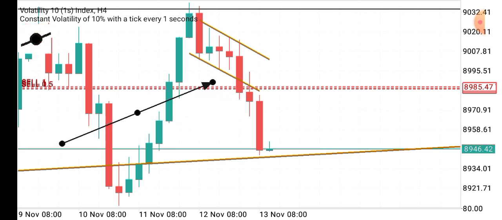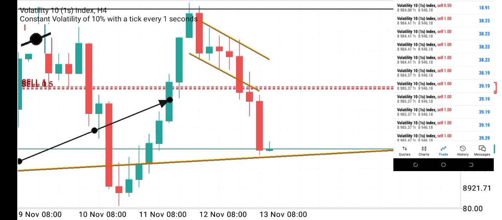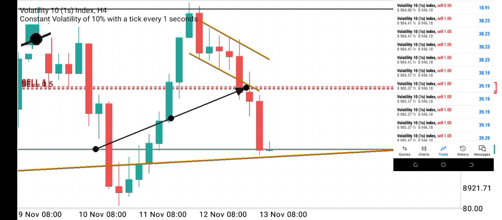That's when I found my entry on the lower time frame. Then I entered and made some nice profit. You can see initially the market was struggling to sell. So after the next candlestick, it bought a little, then sold massively.